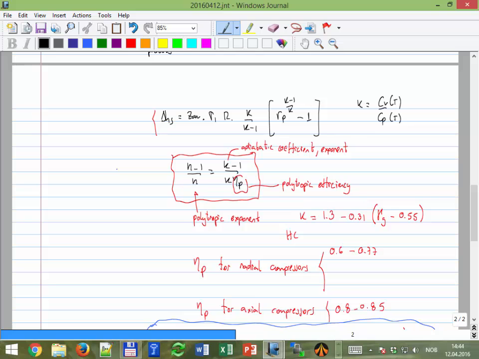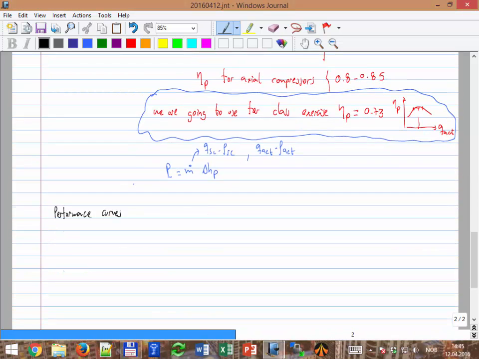Before we go there, there is that delta HP. There is also another variable called polytropic head. That is depicted by the letter H, P, and is nothing more than delta H P divided by the gravitational acceleration.